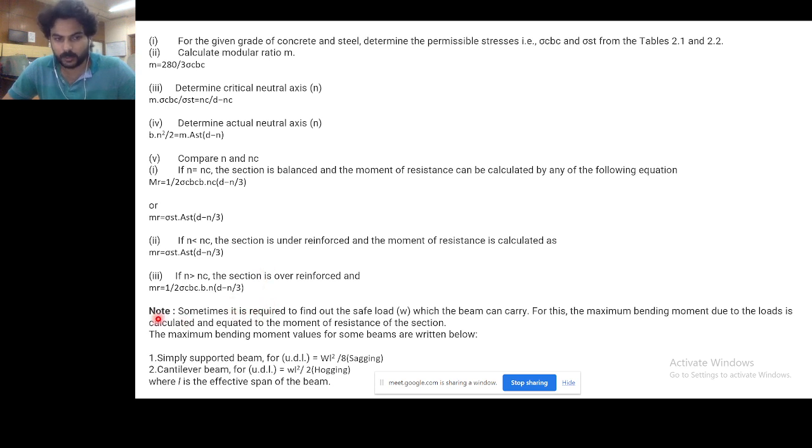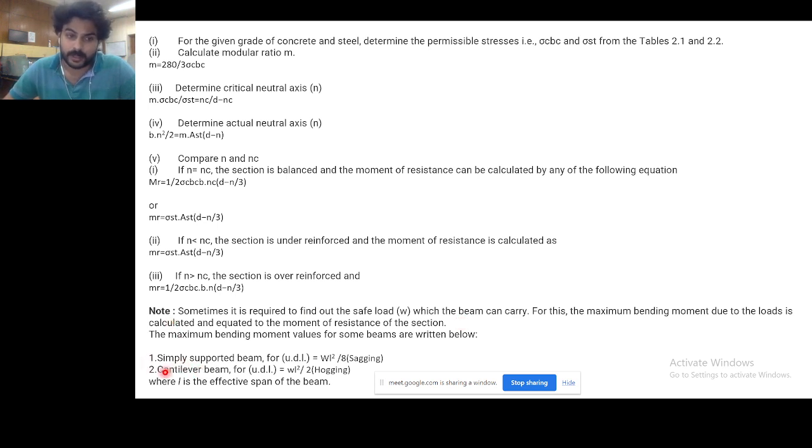So also the note here is that sometimes it's required to find out the safe load W which the beam can carry. For this, the maximum bending moment due to the load is calculated and equated to the moment of resistance of the section. As I said, this moment of resistance I can take equal to the maximum bending moment coming; if they are the same, only at that time the section will be safe. But if the bending moment is greater than the moment of resistance, then the section will fail.